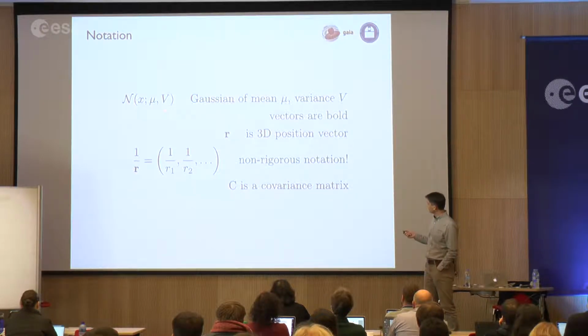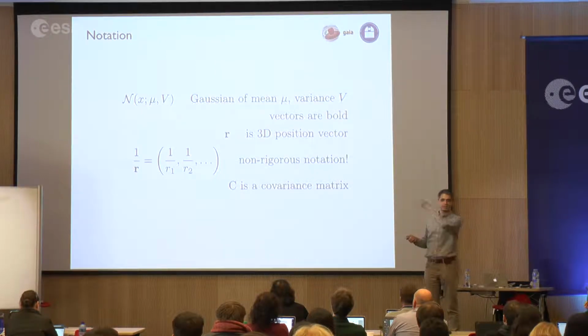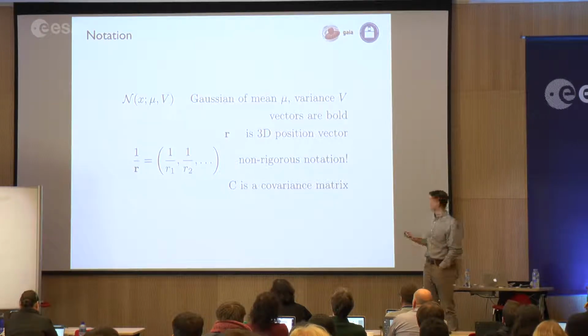Okay, just quickly some notation. I'm going to use this funny n symbol to mean a normal Gaussian distribution, because I can't be bothered to write out this long exponential all the time. So this just means a Gaussian in the variable x with the mean written here and the variance written here. That's just a shorthand.